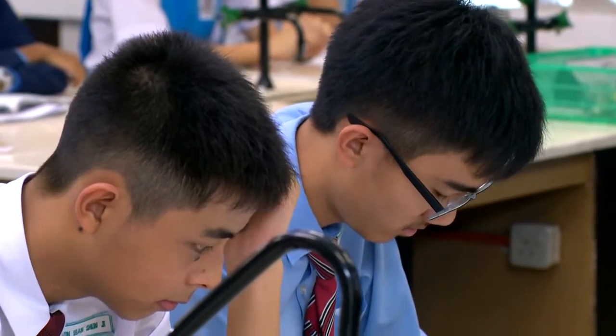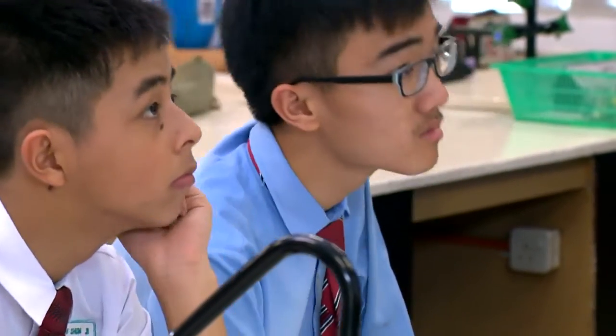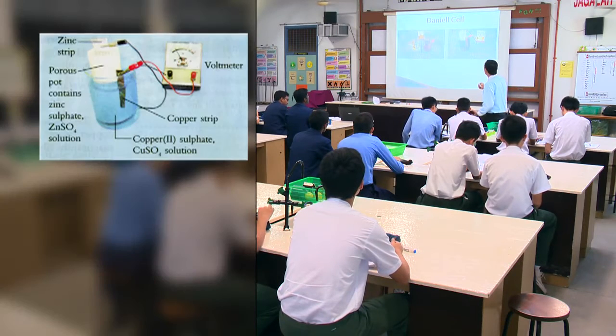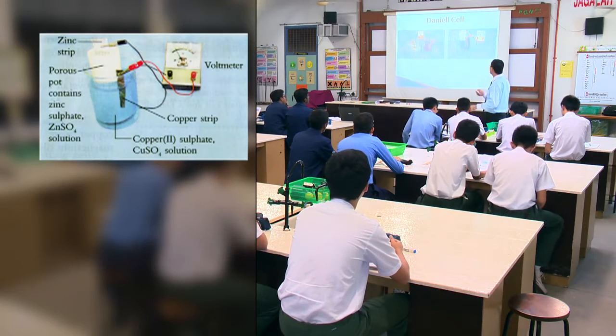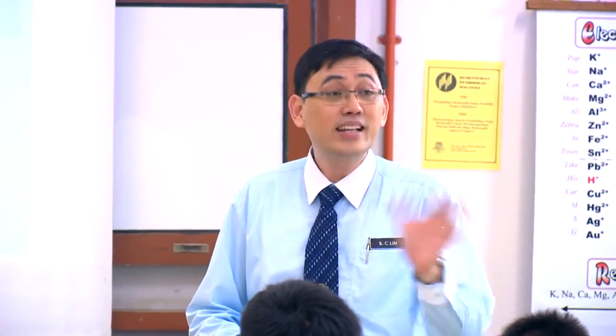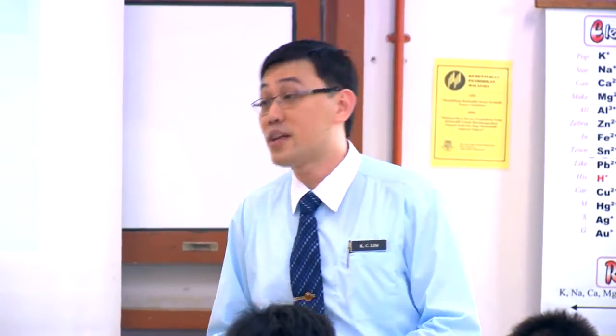And another way, sometimes we can also use two containers. One is the beaker, another one we call the porous pot. But we still use two different solutions. This is called the Daniell cell. Then this Daniell cell we will learn in detail in the coming lesson. So today we just touch a little bit on what the Daniell cell is, that may link together with the same concept of the voltaic cell.